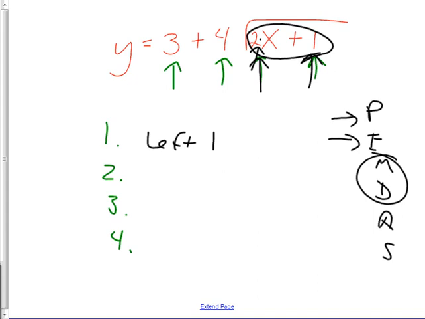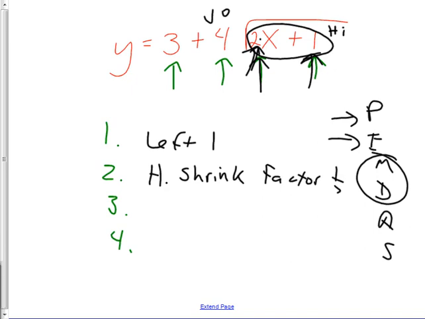All right. So now we actually do the 2, which is not a horizontal stretch. It's a horizontal, because it's on the inside, you know, horizontal on the inside, vertical on the outside. It's a horizontal shrink, factor 1/2. Remember, it seems like it's twice as wide, but it's not.